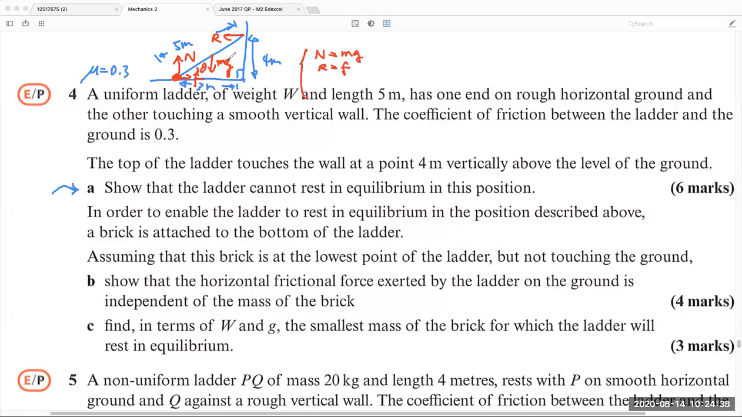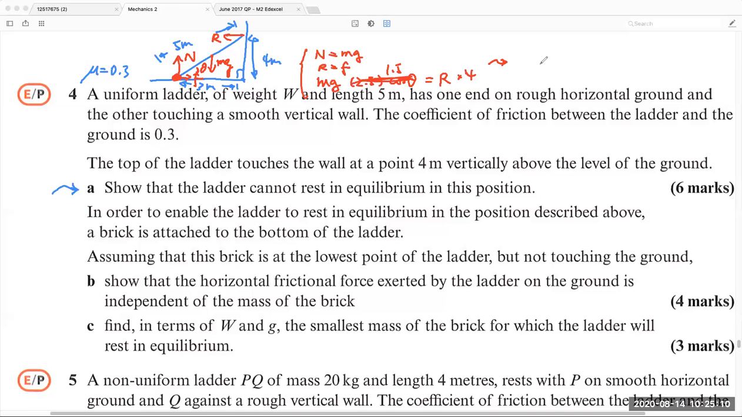Then mg will have a clockwise moment. That is mg times 2.5 cosine theta, equal to R times 4. Actually, you don't need to use 2.5 cosine theta. You can have a look, it's just half of the 3 meter. It's just 1.5 meter. Then you try to solve it, okay?